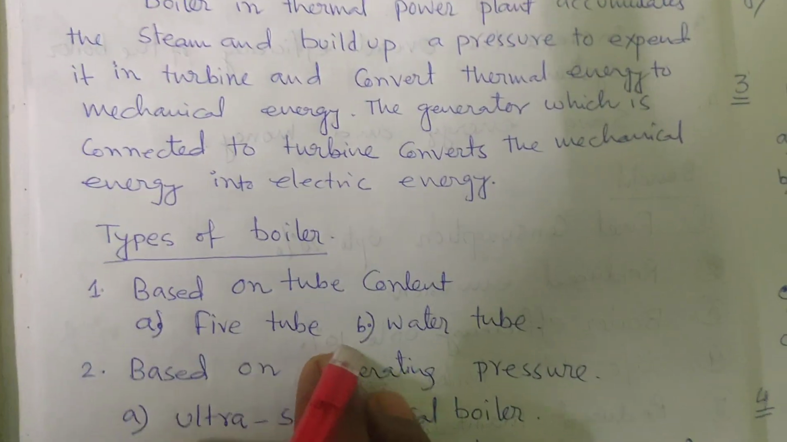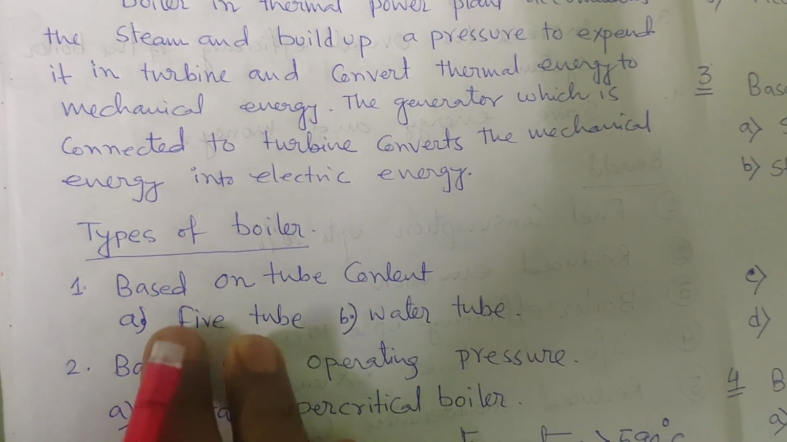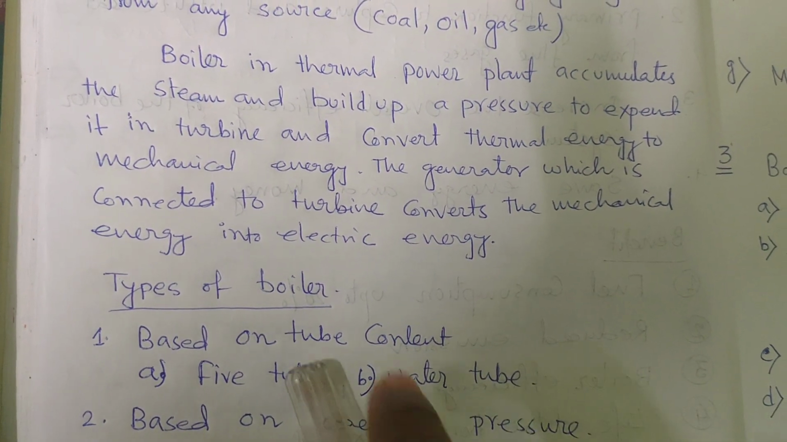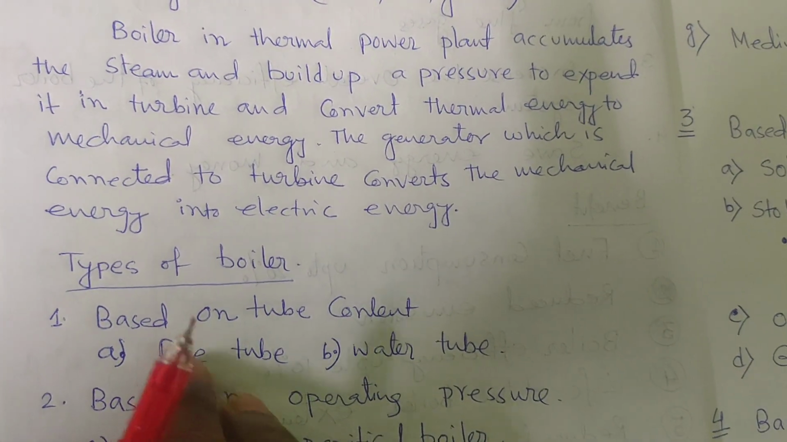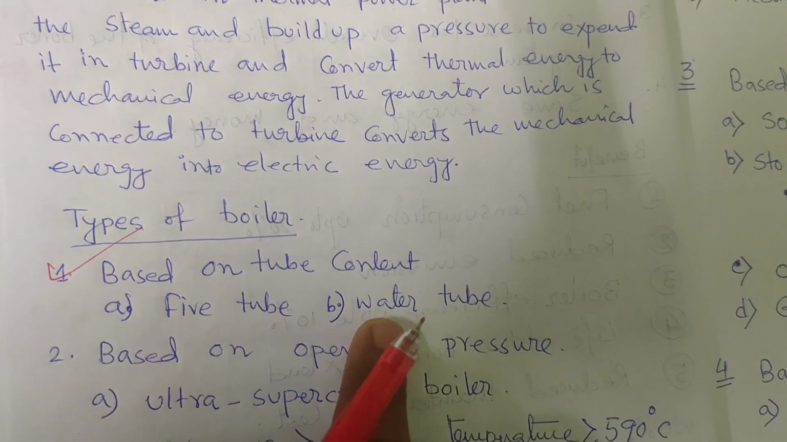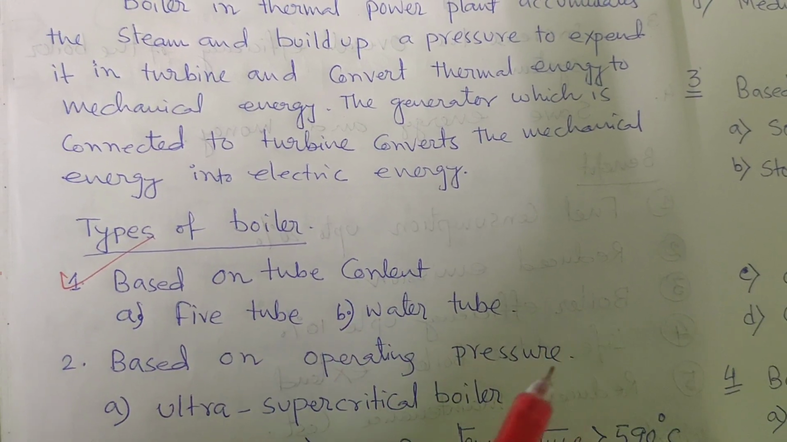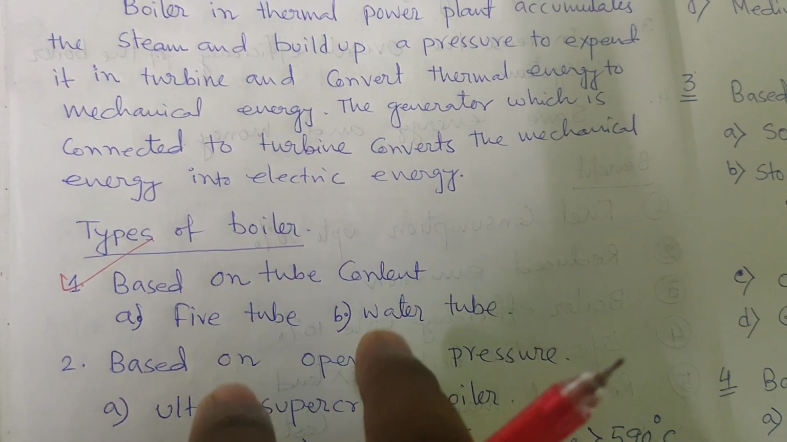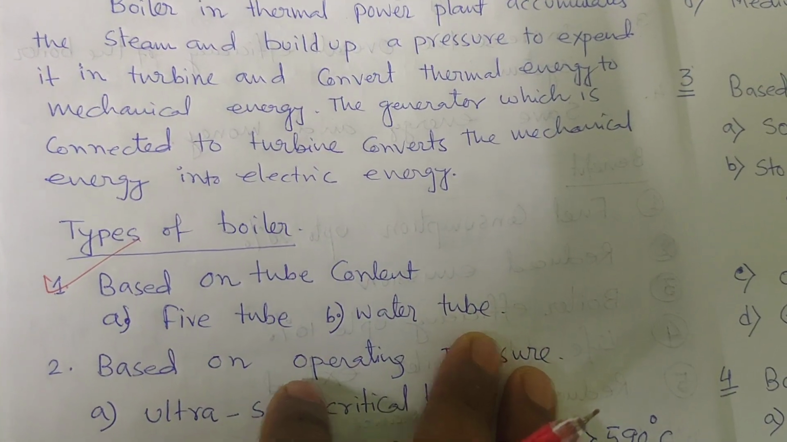So how many types of boiler are we using nowadays? Types of boiler based on the content: we can divide the boiler into two types. The first one is the fire tube boiler and the second is the water tube boiler. Inside the boiler, a fire tube is present. Inside the boiler, a water tube is present. As per the position and nature, the names are fire tube boiler and water tube boiler.